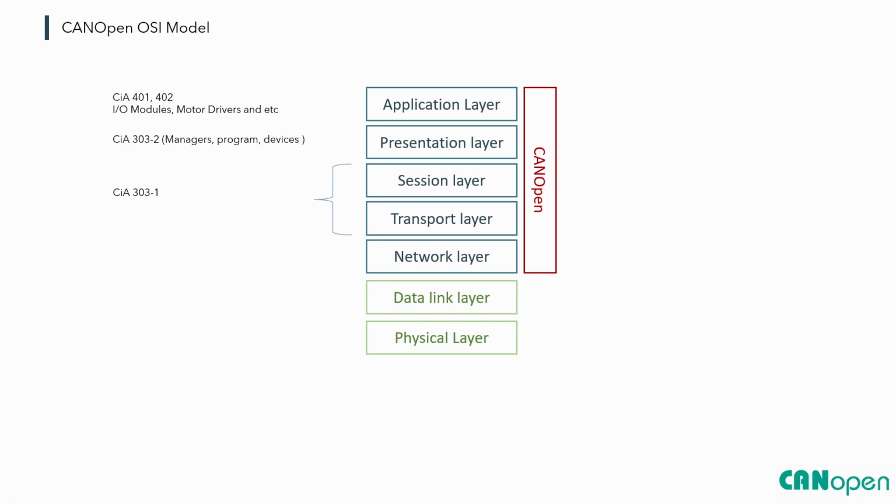Basically, they talk more specifically about the device itself. For example, 401 talks about I/O modules, devices that have inputs and outputs that you can control. Another one talks about motor drivers. So if you are making a motor driver and you want to have the CANopen logo or certification on it, you should follow the instructions they give for motor drivers.